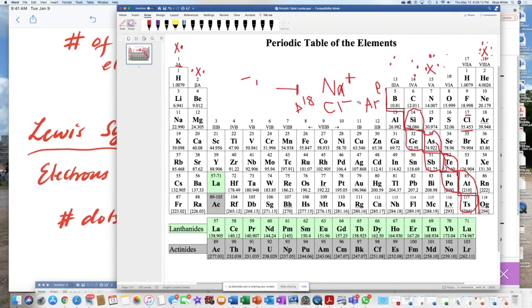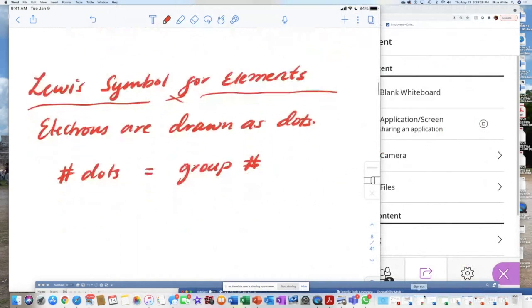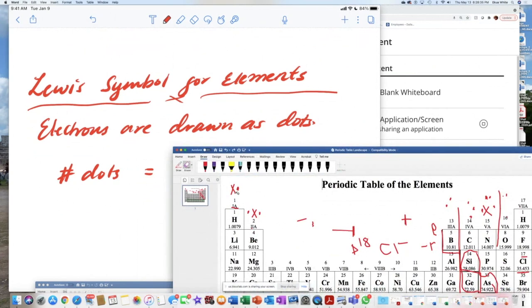I just undid a bunch of things. We got 3 here, we got 4 here, we got 5 here, we got 6 here, we got 7 here, we got 8 here. It's a lot easier for me to write on the iPad than to write with my mouse with a slow computer. Okay, so understanding this, we see that hydrogen is in group 1, right? So back here, it's in group 1, so it has one dot, one unpaired dot.